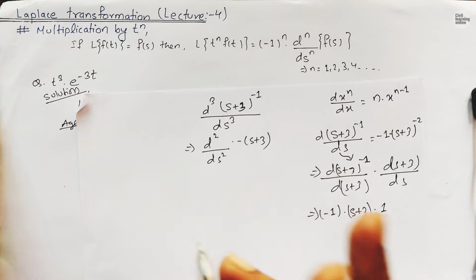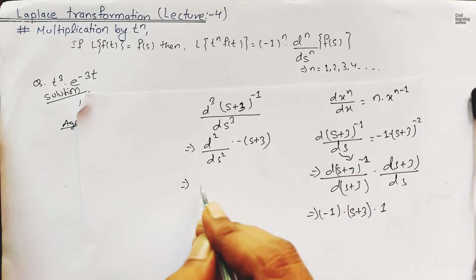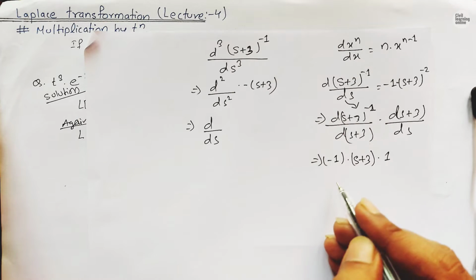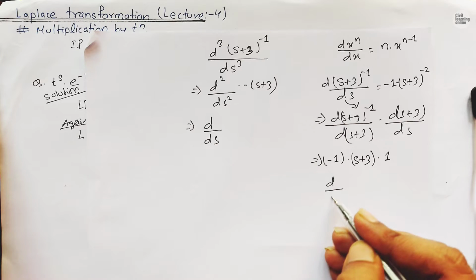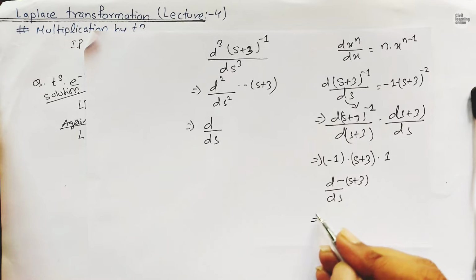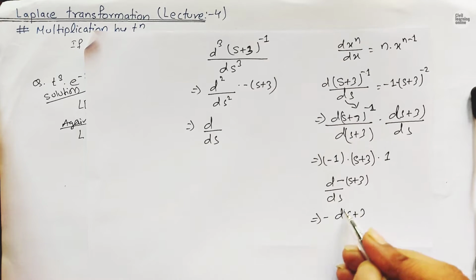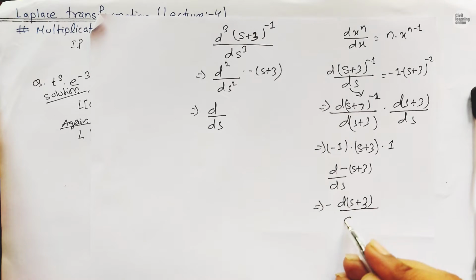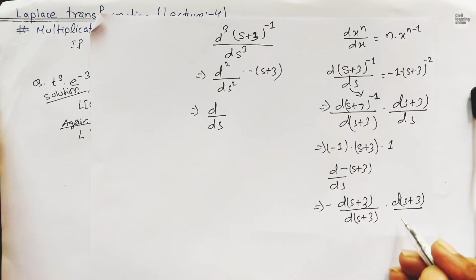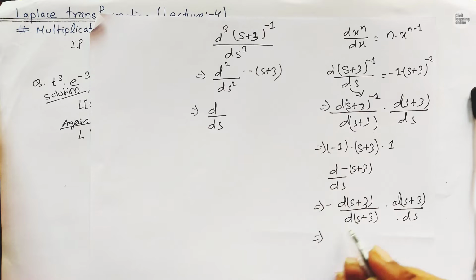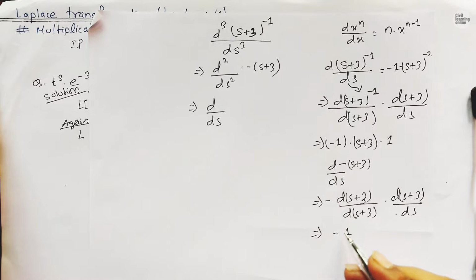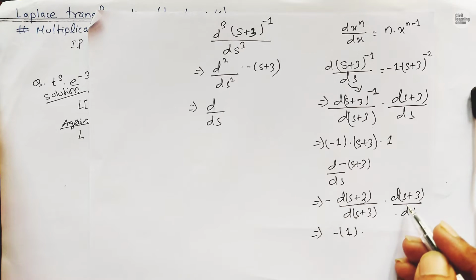Now we will do the derivative 2 more times because we have power 3, so we will rewrite it as d upon ds. On doing the derivative for the second time, we are finding the derivative of minus (s plus 3) to the power minus 2. So keep this minus in front, and we will have d(s plus 3) upon d(s plus 3) times d(s plus 3) upon ds. The derivative of x with respect to x gets 1, so this term will get 1.